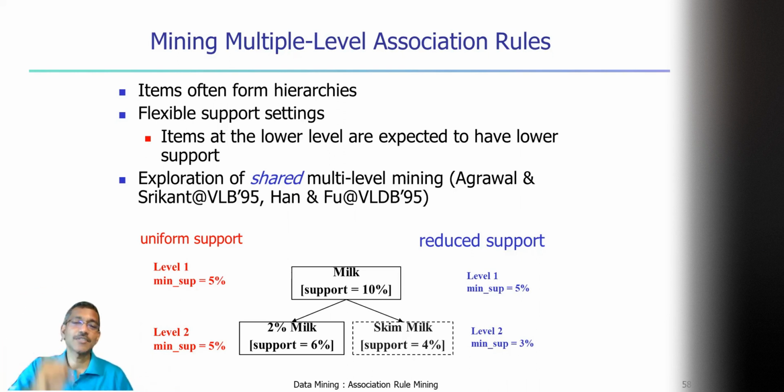We can't expect the same support level, right? At the milk level, if you expect a 10% support, we can't expect that to be there if you do low fat Highland milk, right? So we need to adjust our thresholds when we are running the algorithms.